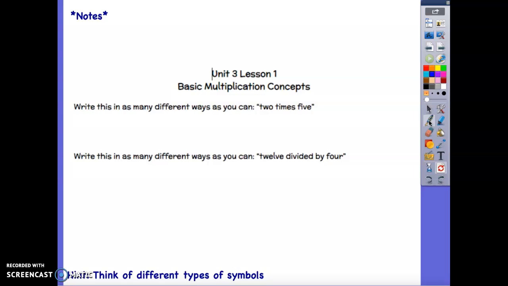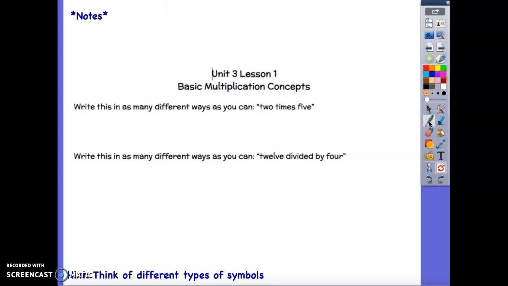And once you get those out, I want you to go ahead and look at the first two questions, which say write this in as many different ways as you can, 2 times 5. And then write this as many different ways as you can, 12 divided by 4. There's a little hint at the bottom of the page if you need it. Otherwise, come up with as many different ways to write it. Hit pause right now, and then come back when you're ready to check if you came up with all of them.